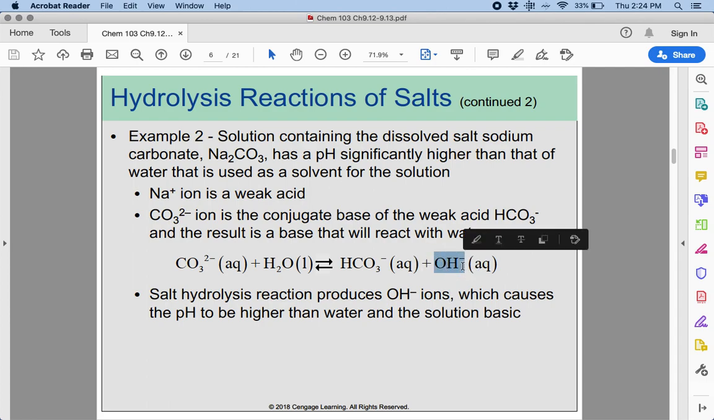And when that happens, we know we're going to have more OH- in the solution than if it was just pure water, which means the OH- concentration would go up, which means the pH of our solution would go up, and the solution would be more basic.